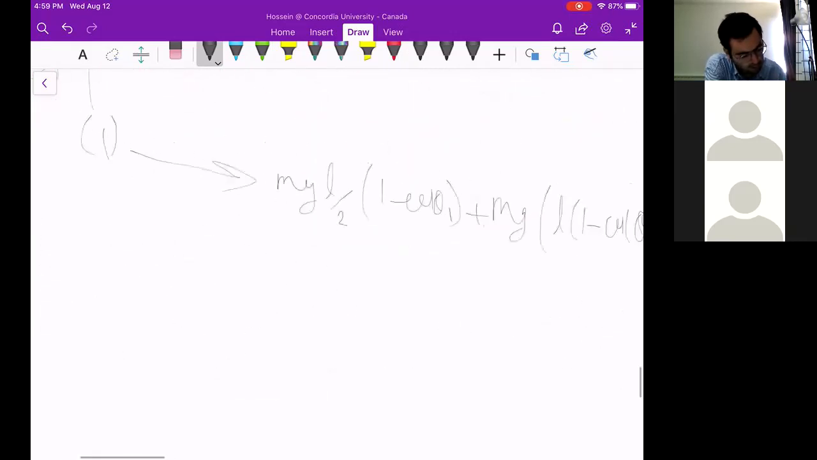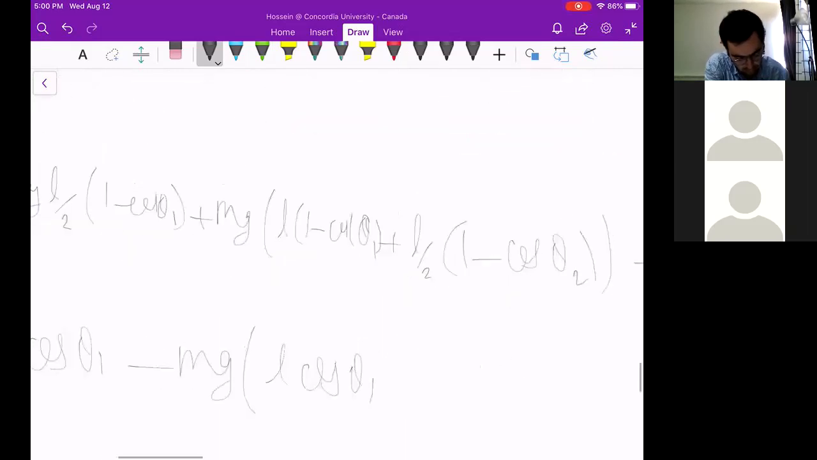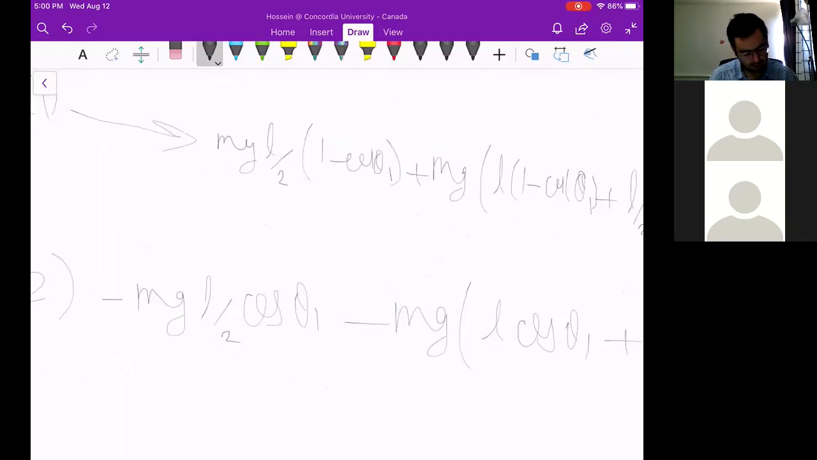But here, if I go for the second reference, this is the response. G2 minus G1: minus mg half L cosine theta 1, and minus mg L cosine theta 1 plus half L cosine theta 2. So if you take the derivative with respect to theta 1, these are the same. You will obtain the same results.